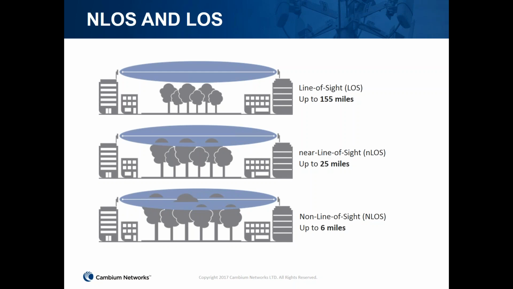In this case, for near line of sight, it goes up to a maximum of 25 miles. And for non-line of sight, which means basically you cannot see the other side, we try to solve it through reflection and diffraction using H and V polarization if we want, and then you can use those parameters to get non-line of sight of up to 6 miles as well.